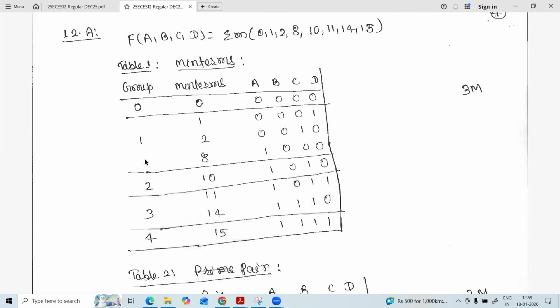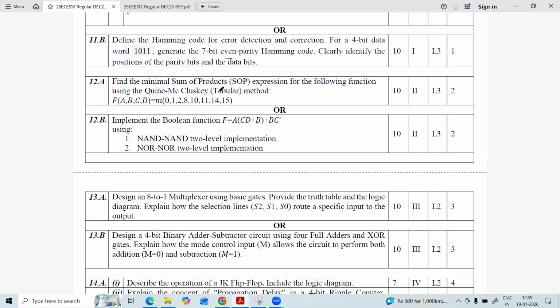Next, very important: the Quine-McCluskey method, which is also called the tabulation method. Here they are asking to find the minimal sum of products expression for the following function by using the Quine-McCluskey method, also known as the tabulation method. Here we have 4 variables, and the minterms are given without don't care conditions. So don't care conditions are not given, which makes it easier.